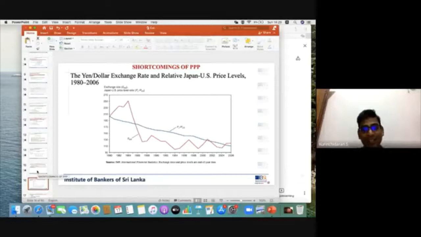So you can see when the exchange rate is going down, you didn't see a big decline in the price level ratio. Same thing, when the exchange rate goes up, you didn't see a hike in the price level. So the long-term trend you can see, but still it's a very poor predictor. Okay, that's what it says.